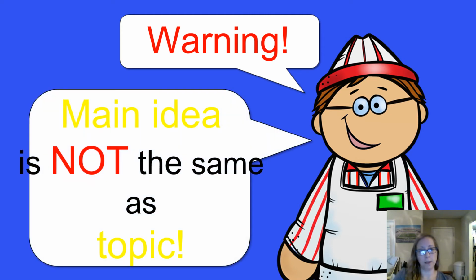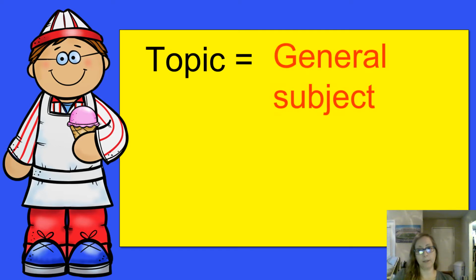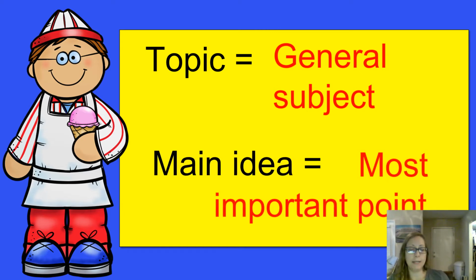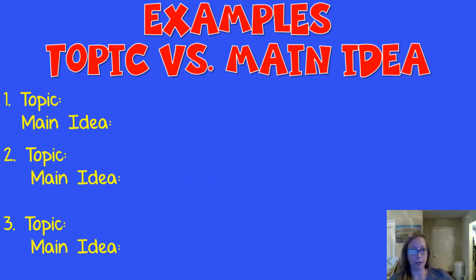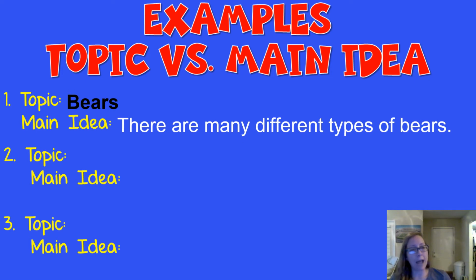Warning! Main idea is not the same as topic. Okay, so the topic is just the general subject about whatever the author is writing about. And the main idea is the most important point. So I've got a couple of examples here for you. So, for instance, perhaps you're reading a text about bears, right? So that's the topic. But the main idea isn't bears. The main idea is the fact that there are many different types of bears, right? Oh, there's grizzly bears, polar bears, black bears. It just so happens that the author is trying to teach you more about bears. Okay, so the main idea is the different types of bears.